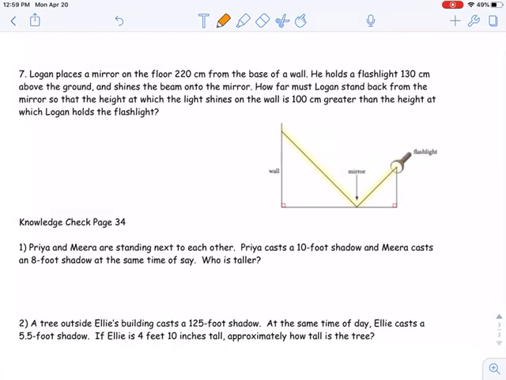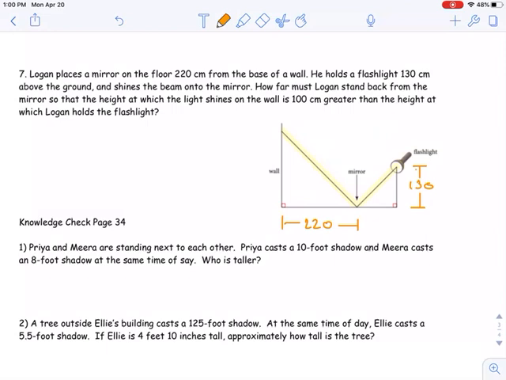Logan places a mirror on the floor 220 centimeters from the base of a wall. So here's the wall to the mirror. It's 220 centimeters. He holds a flashlight 130 centimeters above the ground. So this distance is 130. Me labeling this picture really helps. Draw pictures when necessary, and label them when possible.